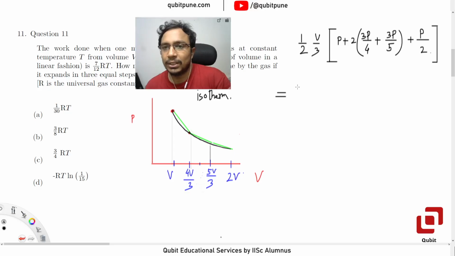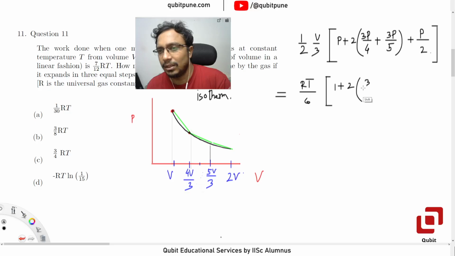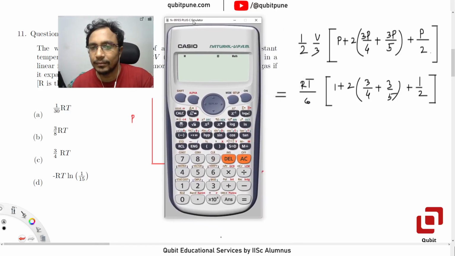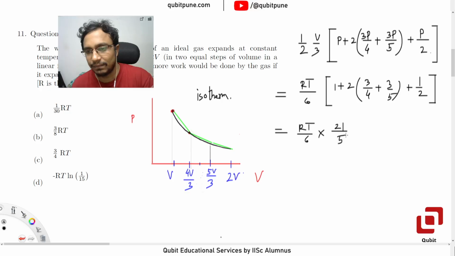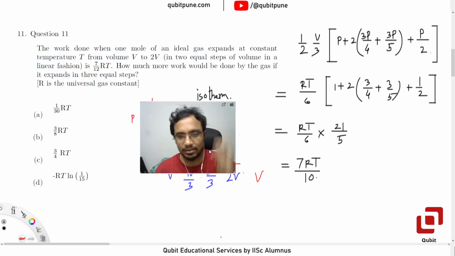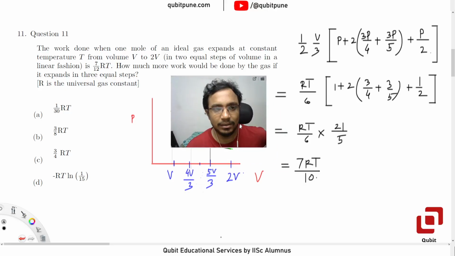Okay, so we will take p outside and write that PV as RT upon 6: 1 plus 2 into (3/4 plus 3/5) plus half. Okay, 1 plus 2 into fraction by 4 plus 3/5, bracket closed, plus half. 21/5. So this is RT by 6 into 21/5, 7 RT by 10. 7 RT by 10. Okay, so now we have to take the difference, right? How much more work.